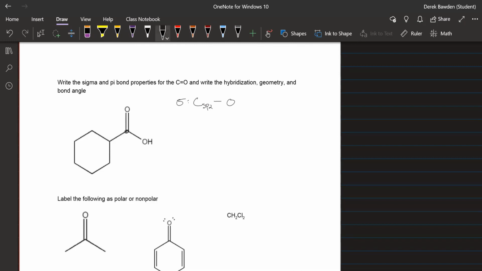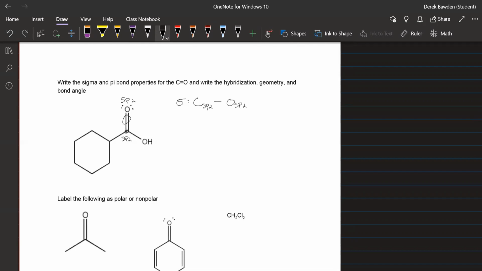How about the oxygen? It's SP2 as well, right? It's got 2 sets of lone pairs and then a double bond that gives it 3 regions of electron density, making it SP2 hybridized.